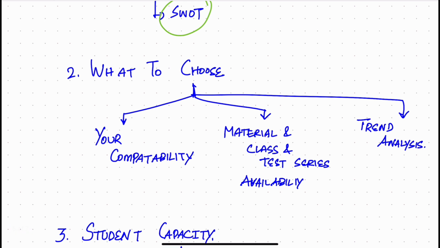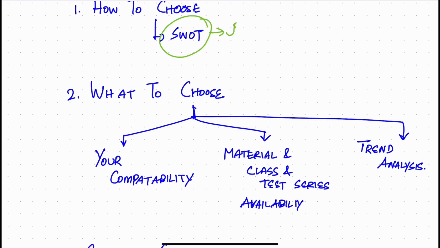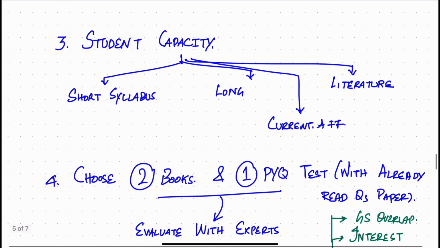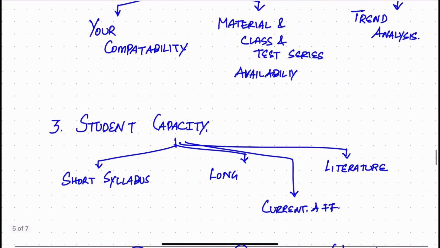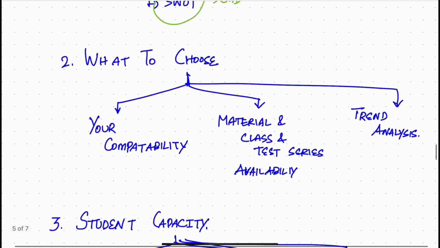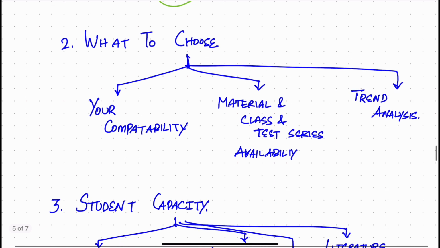But what to choose? The SWOT analysis is entirely individualistic. Everyone has a different perspective, but somebody has the common thing. Most of the aspirants have these common things. I will be giving you pointers about those common things, okay. So what to choose? Your compatibility, materials, class, test series availability, and trend analysis.